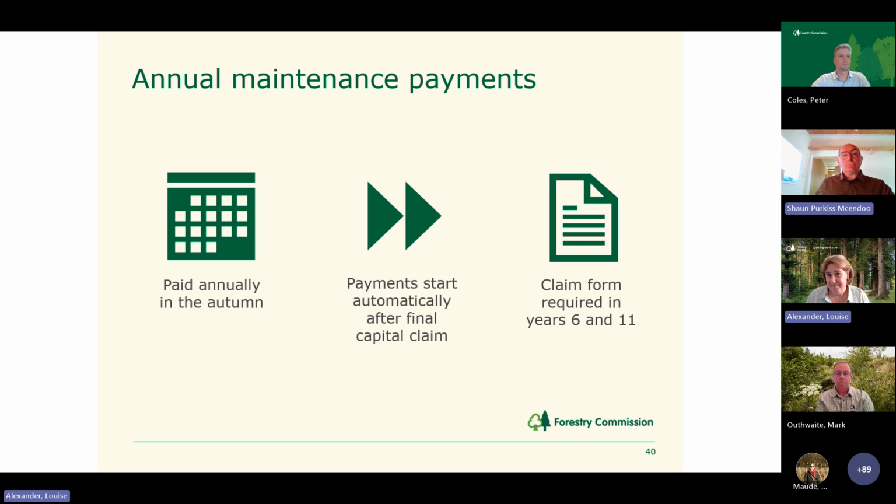So annual maintenance. Payments are made each autumn. We do need to have received your final capital claim by the 31st of August, and that needs to be a valid claim. And when I say valid, it means it has all the information that we need. So if we receive that by the 31st of August, you should receive your annual maintenance payment for the first year that year in the autumn. If you opt out of annual maintenance payments, you are still expected to maintain the woodland for the duration of the agreement. Okay.